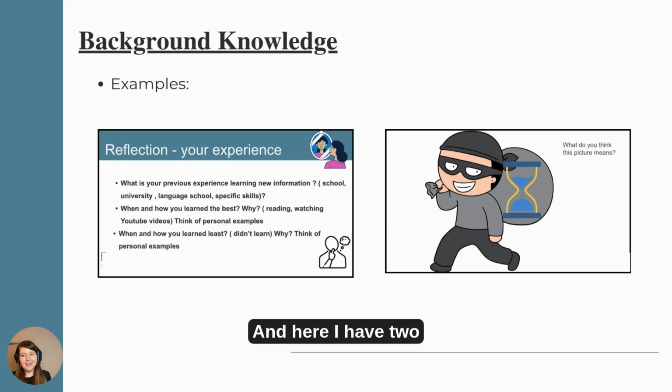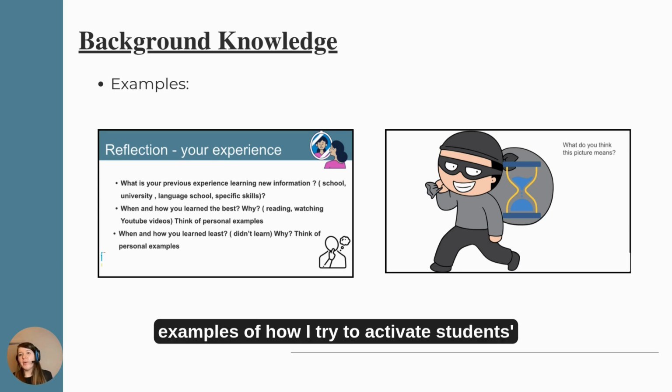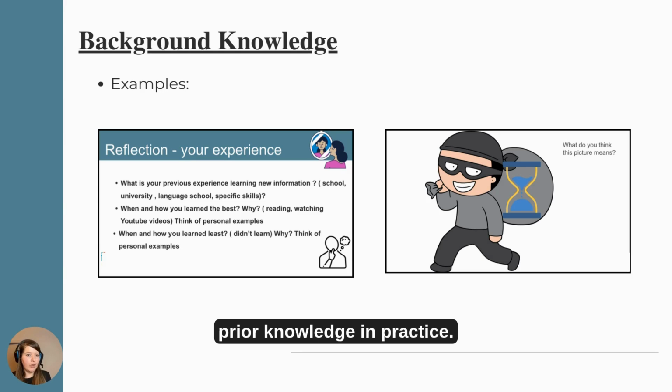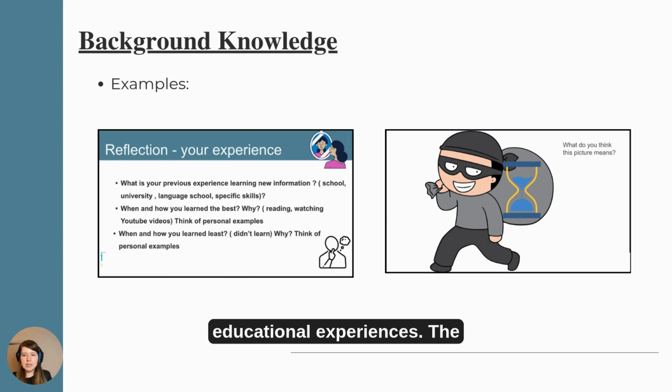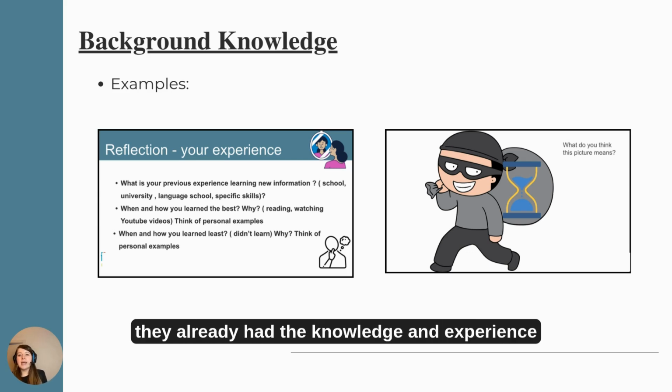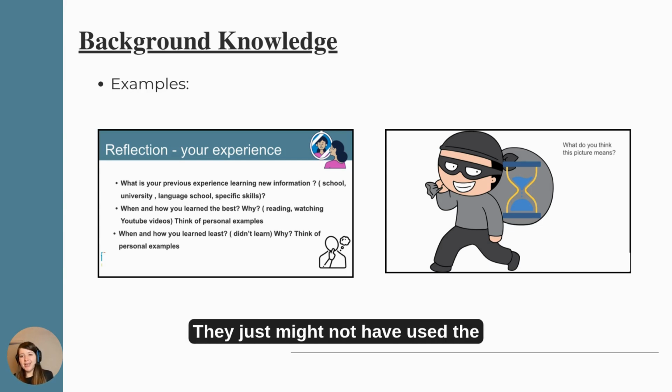And here I have two examples of how I try to activate students' prior knowledge in practice. In the first activity, I used a reflection task to get students thinking about different learning strategies they had used in their previous educational experiences. The idea was to help them realize that they already had the knowledge and experience related to this topic, they just might not have used the same terminology before.